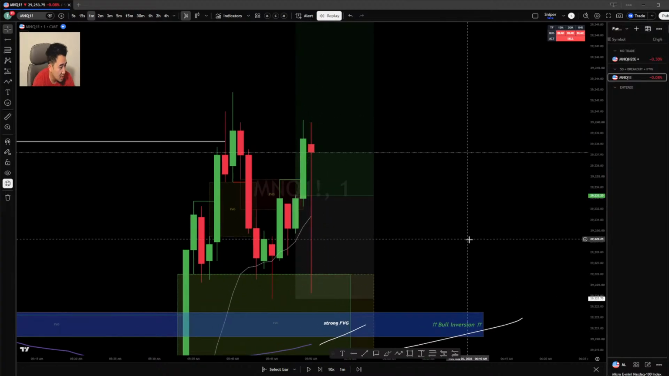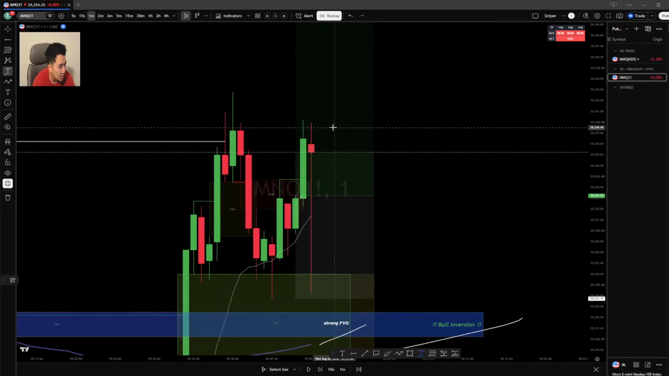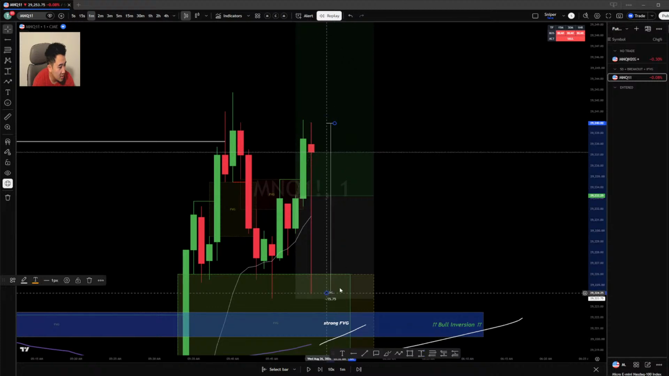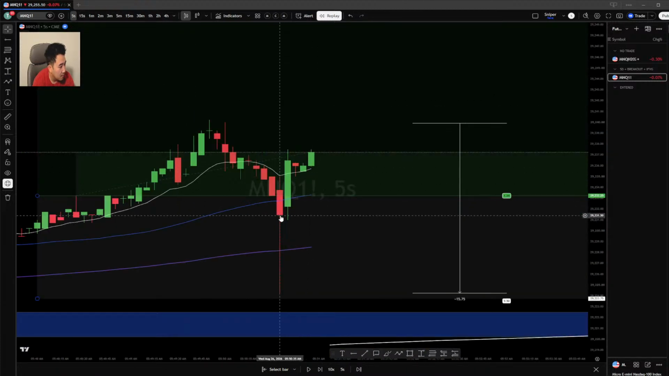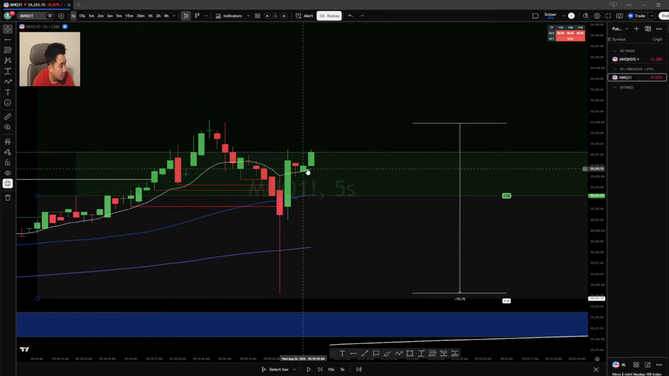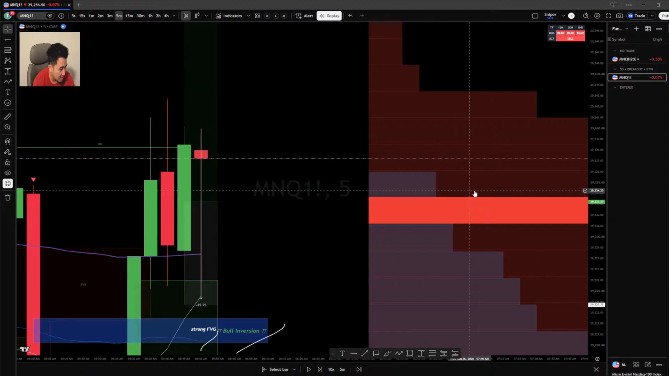That's a crazy candle. Like within, I don't know how many seconds, 1 second. Yeah, like less than 5 seconds. About 8 seconds actually.